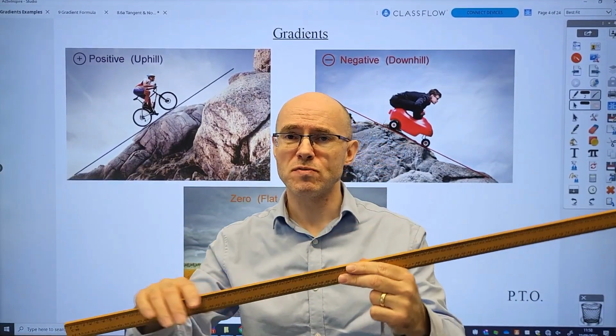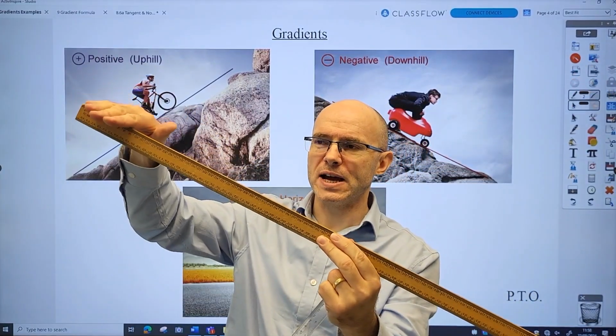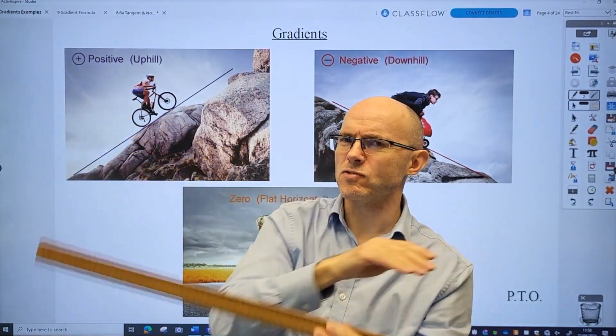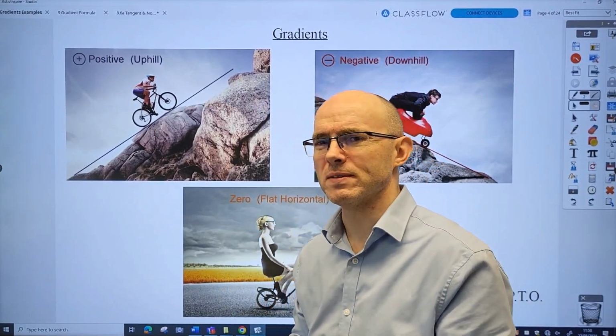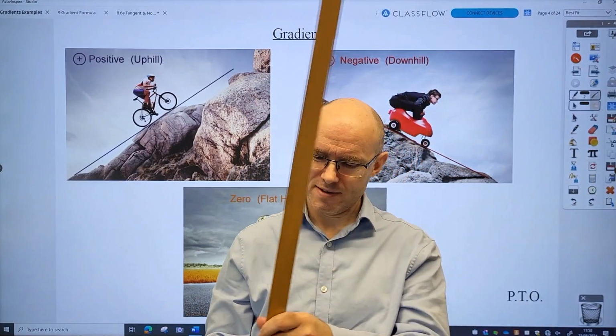Whereas if you're actually moving uphill, you've got a positive gradient. If you're moving downhill, you've got a negative gradient. Okay, get all that? Great. That's what gradients are.